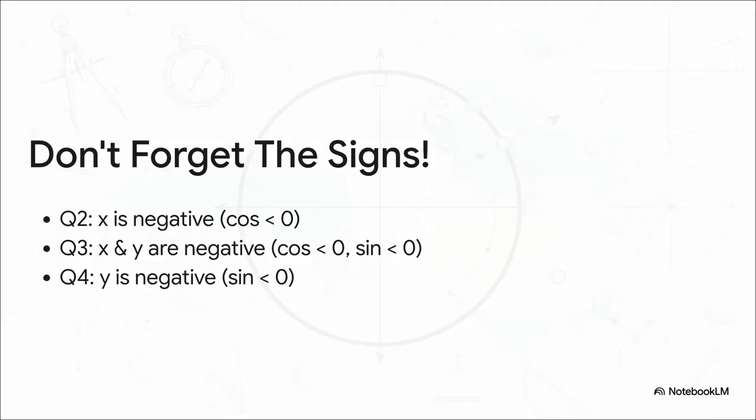The other huge pitfall is totally forgetting about negative signs. Remember, this circle lives in all 4 quadrants of the graph. So if you're over in quadrant 2, your x value is negative, which means your cosine has to be negative. If you're down in quadrant 3, both your x and y are negative, so both cosine and sine are negative. You've got to watch those signs.